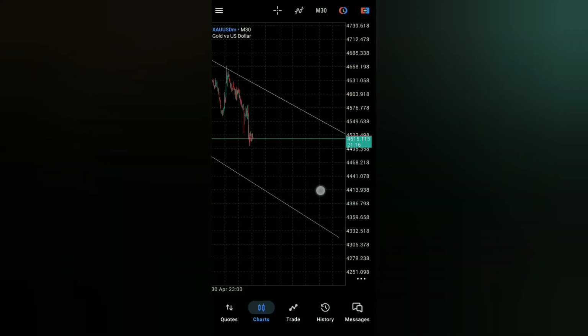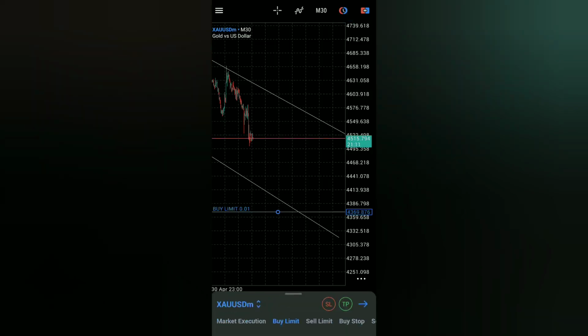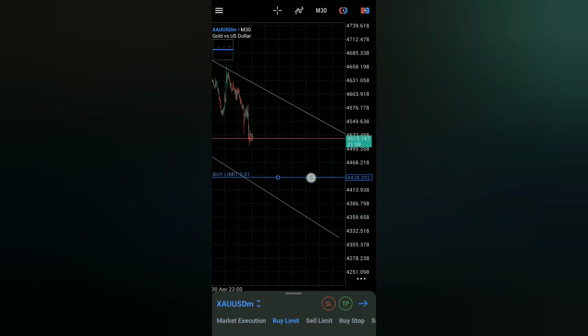Now we also have what they call stop. I've showed you limit. So click here. This is limit. Buy limit means that I'm waiting for it to come down so that it will enter buy automatically. So once this candle touches the blue line, this buy limit, it will enter buy automatically.